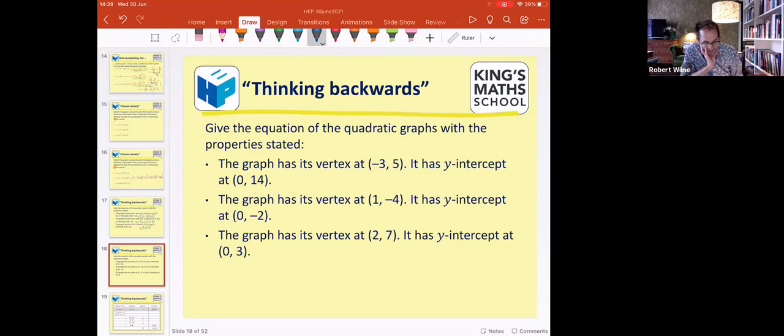Thank you, Katam. By the way, if I mispronounced your name, I apologise. I'm hoping I'm close enough. So Katam is suggesting x plus 3 all squared plus 5. I mean, that certainly fits, doesn't it, with the vertex being at -3, 5. And does it, Robert, work?